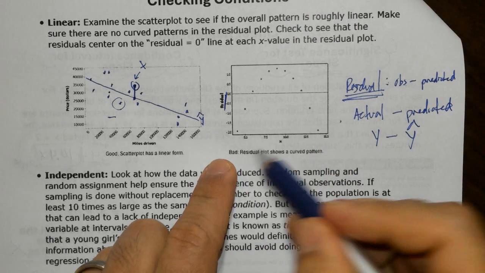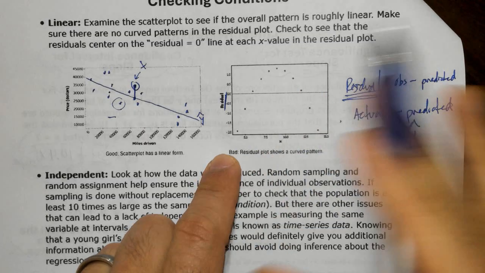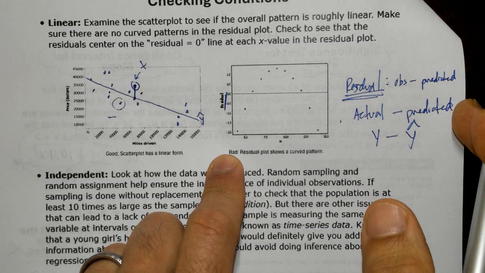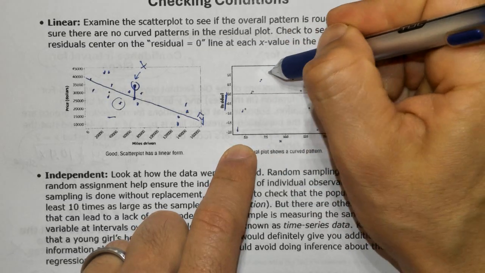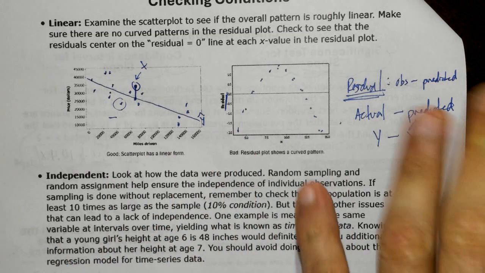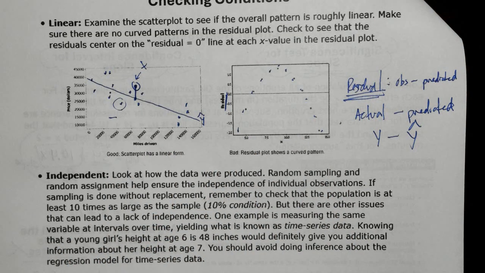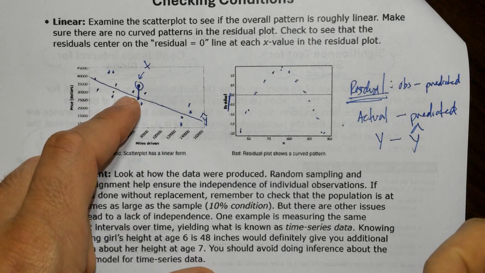But this is your residual plot, right? And we're looking for a residual plot that has no apparent patterns. That's what we're going for. Now this one does have a pattern. It's got a curve. So this tells me that it does not meet that condition. There's something underneath that is masking what looks to be linear.